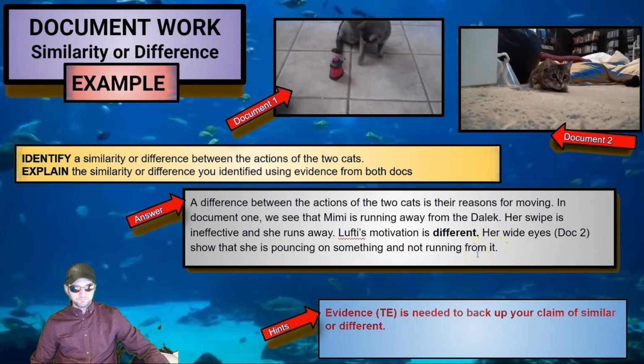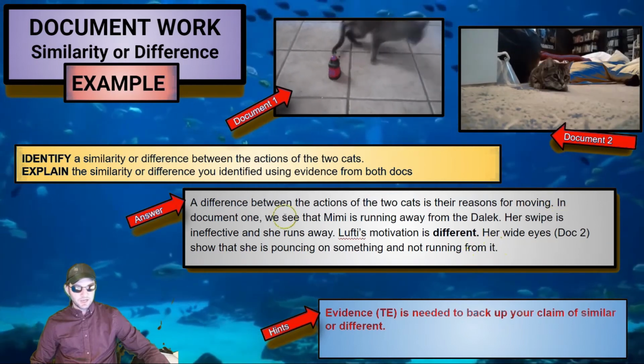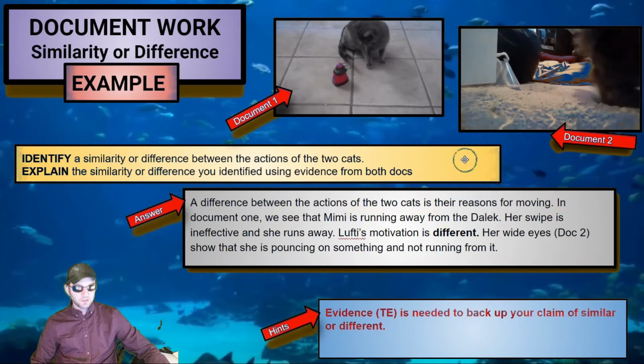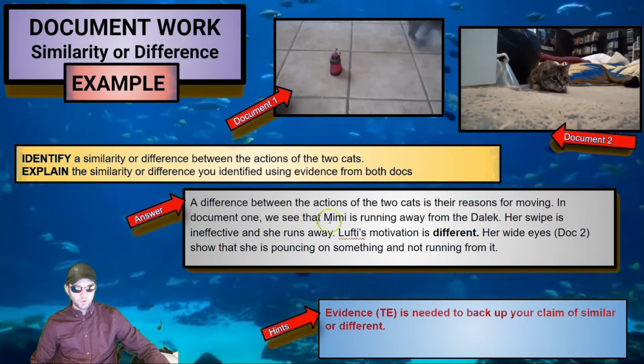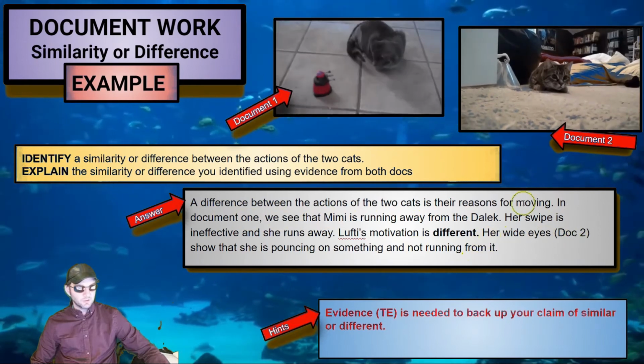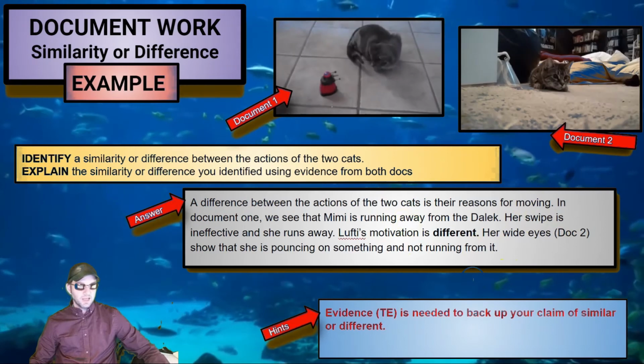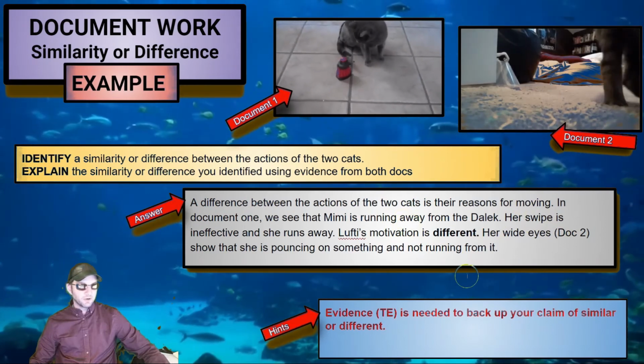Notice a couple things. I did the two documents differently. In document 1, we see Mimi is running away. That is one way to cite a document, saying in document 1. And then here, her wide eyes, parentheses, doc 2, that's citing doc 2. Now I chose the difference in their motivation. How about a similarity? Well, how about another difference?